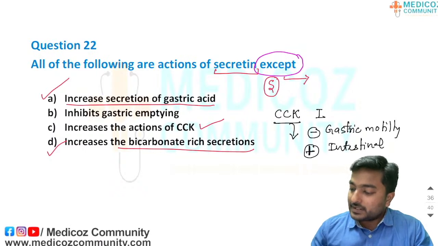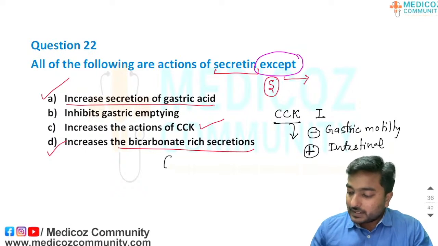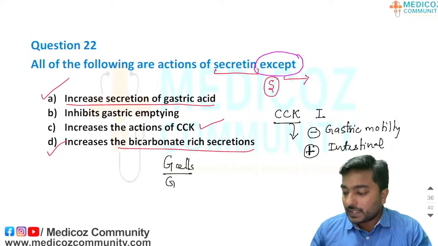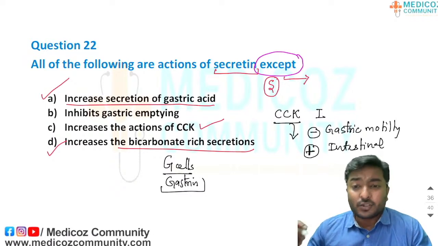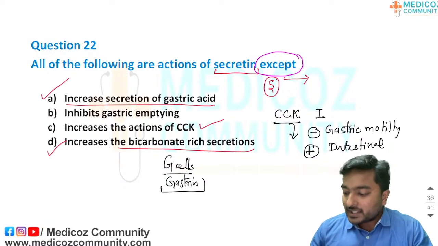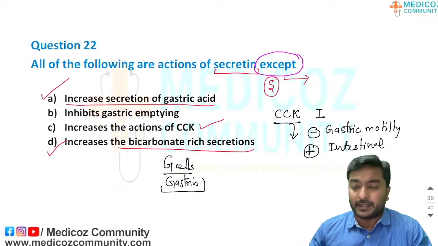A few other points regarding the gastrointestinal hormones. G cells produce a hormone called gastrin. Regarding gastrin, it is stimulatory everywhere: stimulatory to the stomach, stimulatory to the intestine, everything, and it also stimulates the gastric mucosa, so a trophic action is also there. So gastrin is all stimulatory.